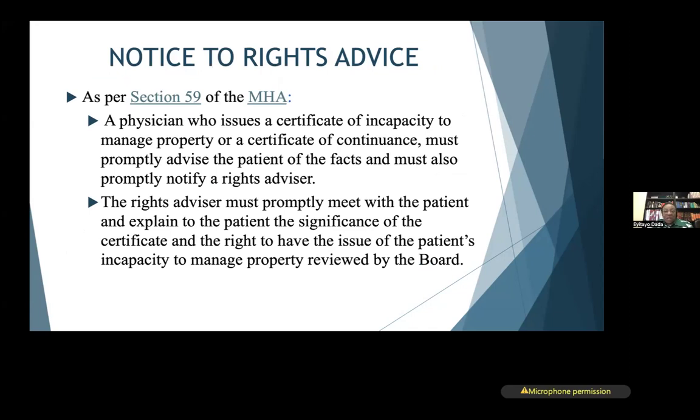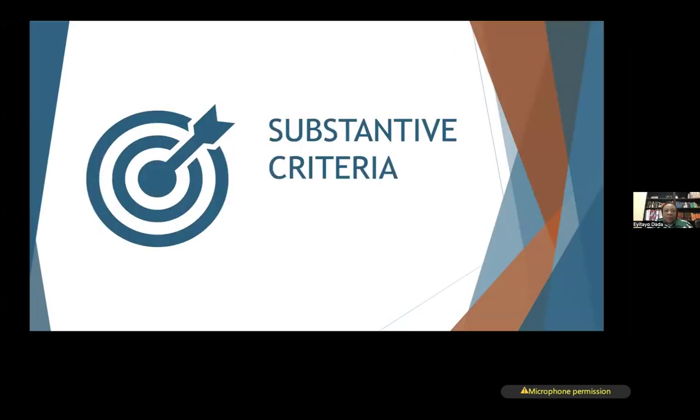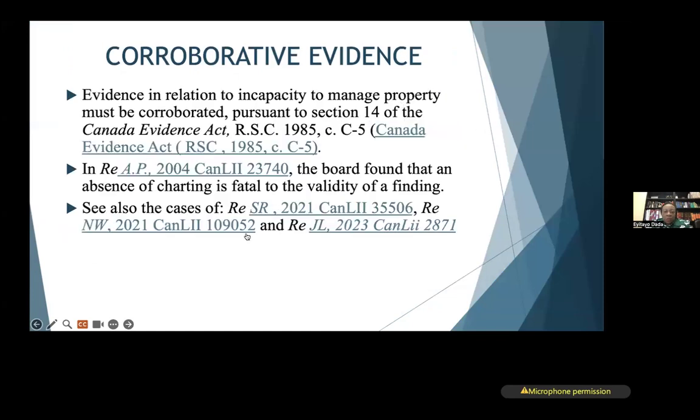As per section 59, a physician who issues a certificate of incapacity to manage property or a certificate of continuance must promptly advise the patient of the facts and must promptly notify a rights advisor. So rights advice is essential. Rights advice must be prompt. I am going to skip the rest. This was an important point in the case of Gelber because the patient had asked for rights advice and had not received it until he was discharged. He was discharged without receiving it, and the Superior Court found that was procedurally unfair.